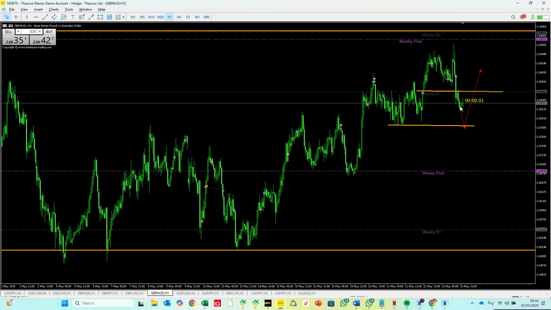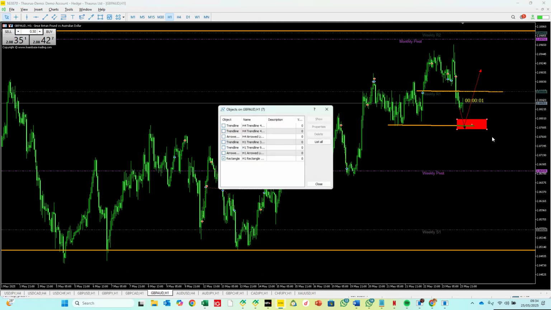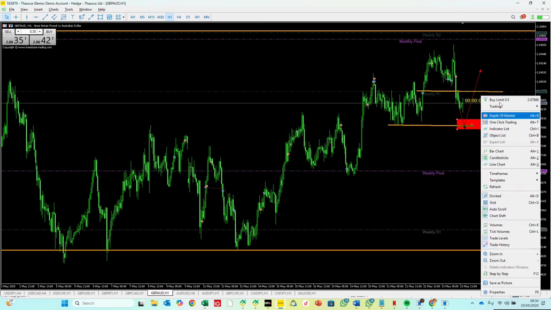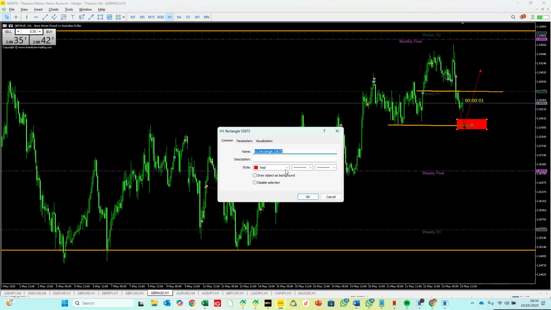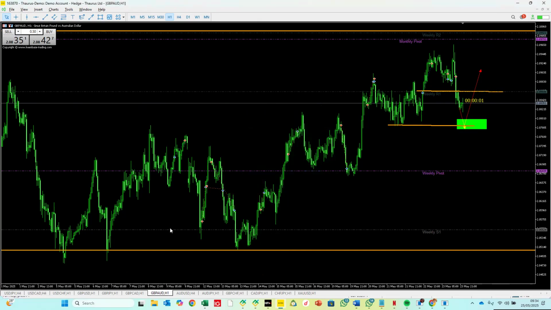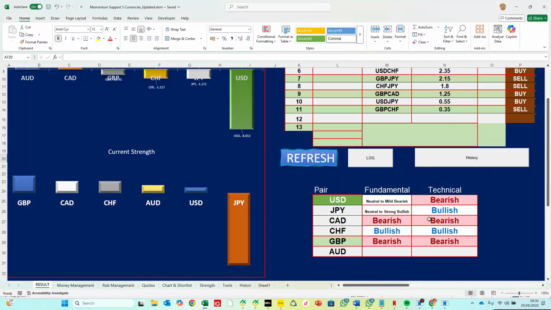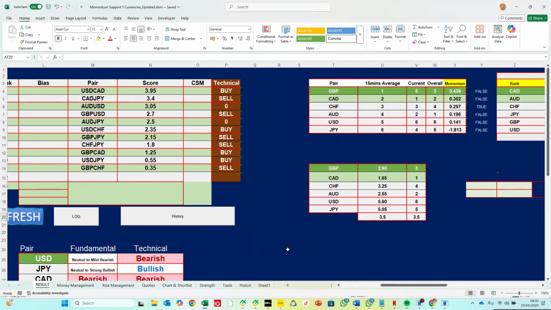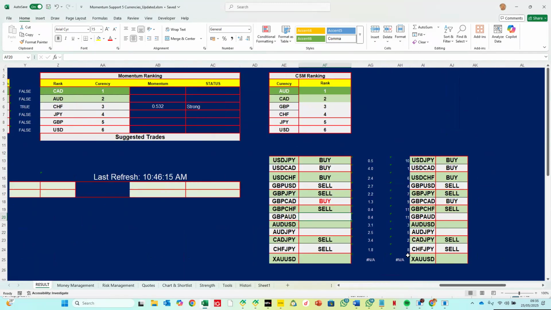So price most likely just comes all the way down to this one, but the overall direction right here is bullish. So I'm looking forward to buying this pair. Looking forward to buying that. So it's going to first sell, then after that buy. But for me, I'm much more interested in the buy right there.